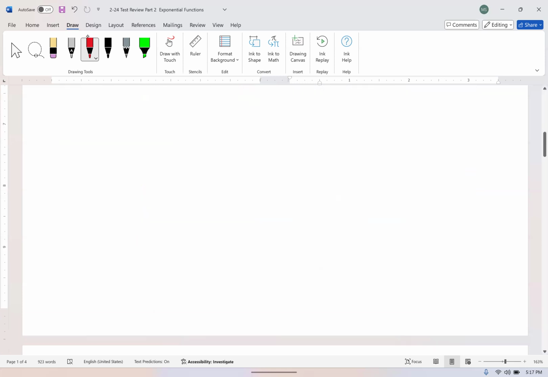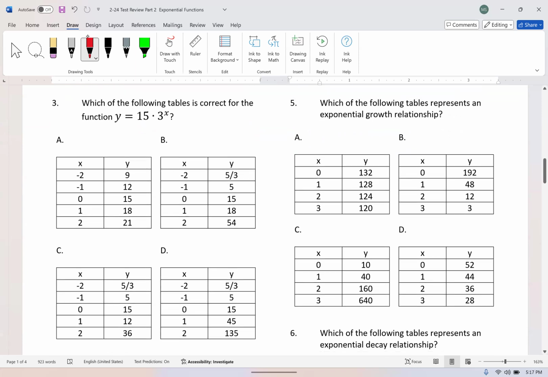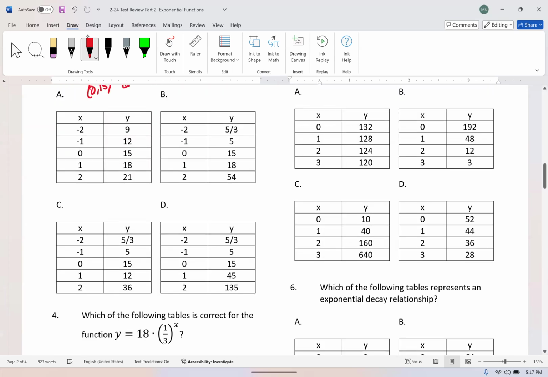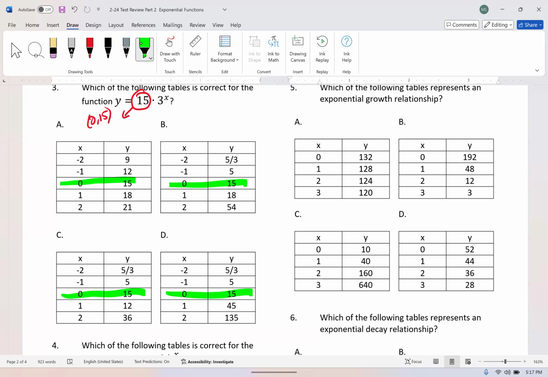All right, let's continue on to the next problem, number 3. It says, which of the following tables is correct for the function y equals 15 times 3 to the x? So first of all, we have two key numbers that are going to tell us about our tables. This first number tells me that I need the point (0, 15). So let's look. Do I have (0, 15) yet? Unfortunately, I have (0, 15) in every single table, so that doesn't help me eliminate anything.